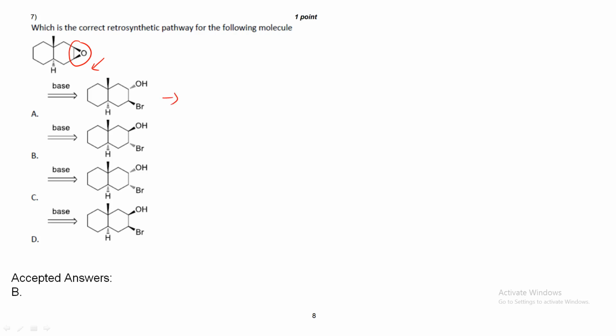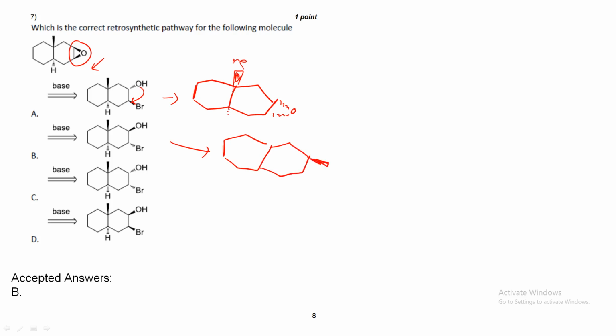So for this case, the formed epoxide would be below. The OH is below the plane, so the attack would be from below the plane, so the epoxide would be formed below. Here no such innovation is there. Here the OH is above, so the epoxide would be above. So simply you can tick this, the answer would be B.